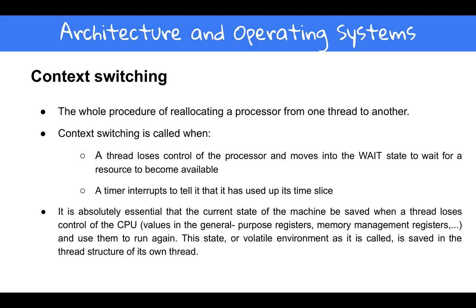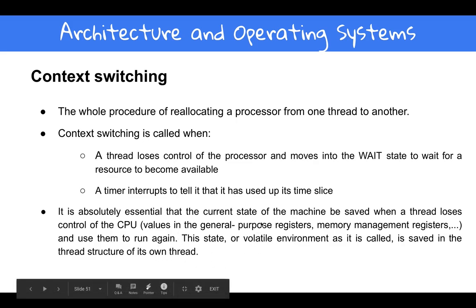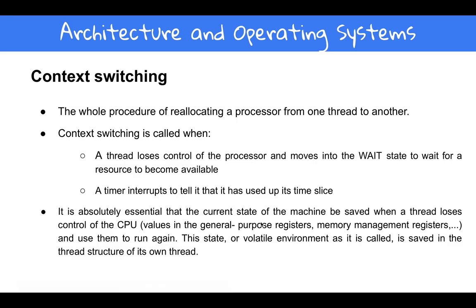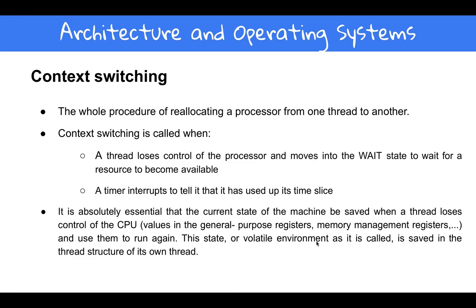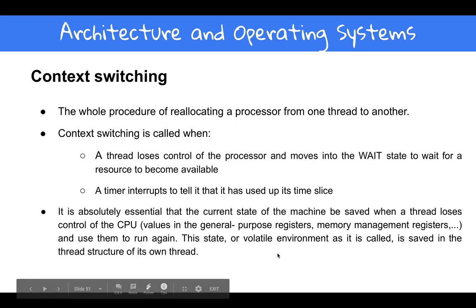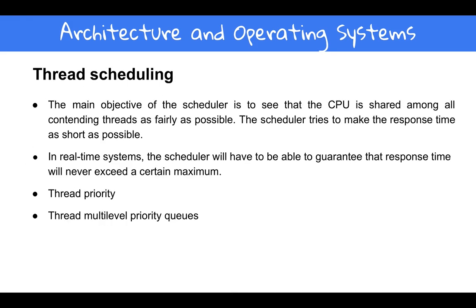When context switching happens, as you can read from here, we've got to save the state of that specific thread. Where do we save that? We save it in the volatile environment that I explained. All of those changes should be recorded in the volatile environment within the thread structure. So we use context switching between run and wait. Now I was talking about thread scheduling. What's that? The main purpose of the scheduler is to see that the CPU is shared among all the contending threads as fairly as possible.